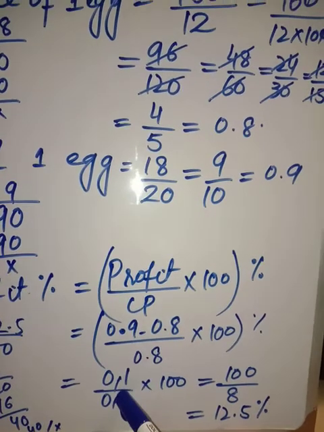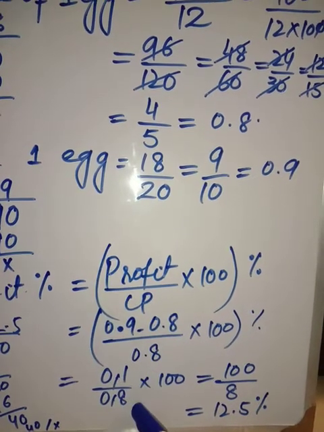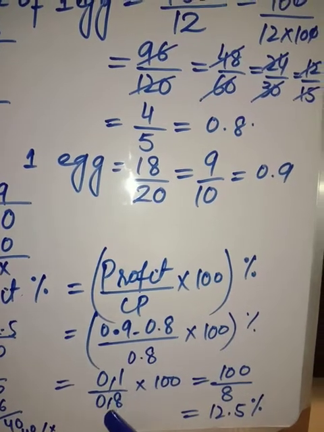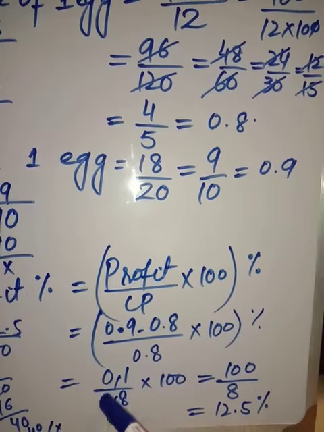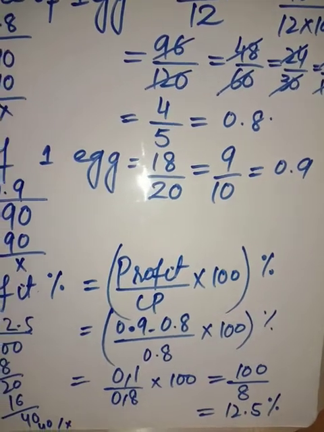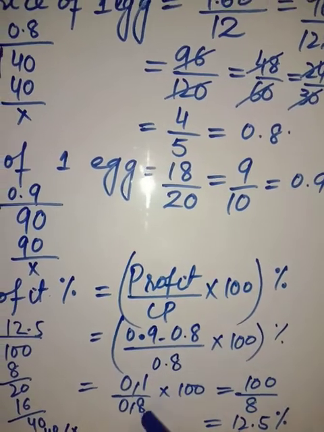The point will cancel with the point, because when the point is removed from the numerator, it becomes 10 in the denominator, and when the point is removed from the denominator, it becomes 10 in the numerator. So you can easily cancel the points with each other. So you are left with 1 multiplied by 100, 100 over 8.